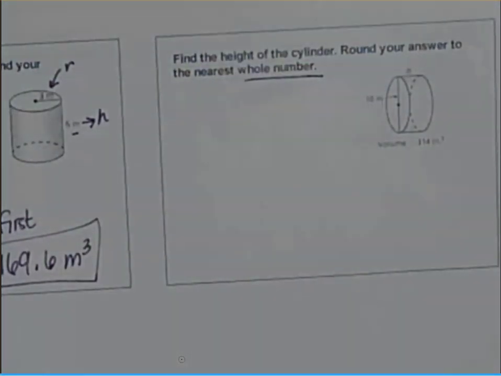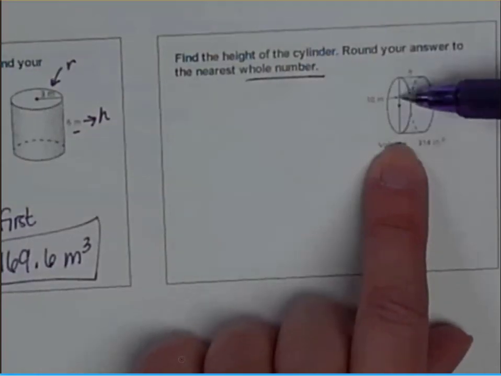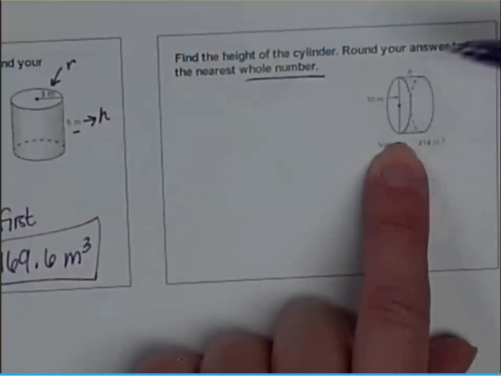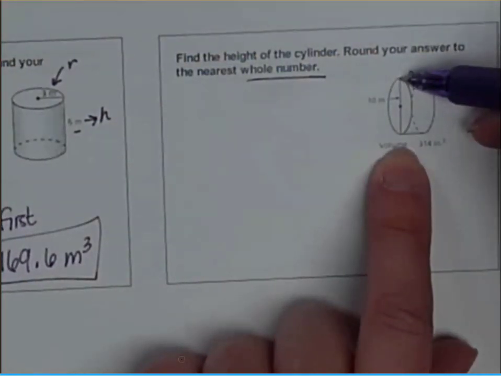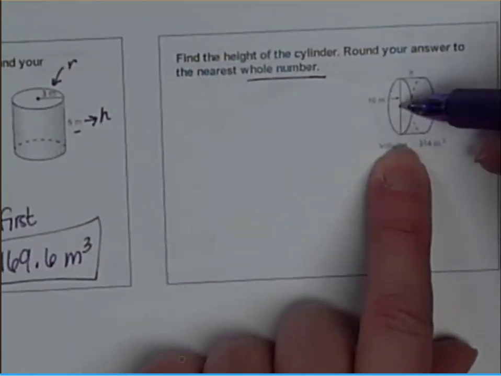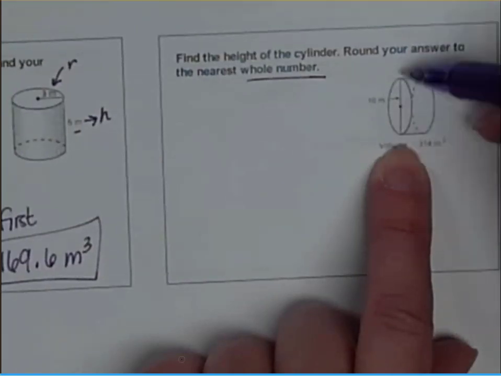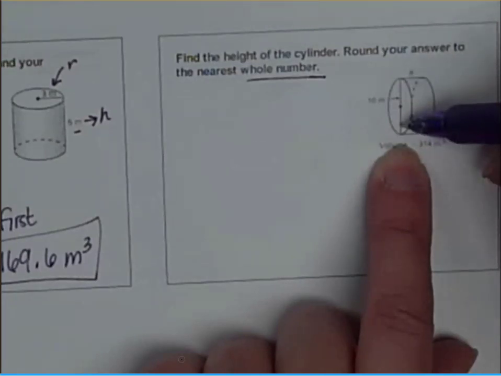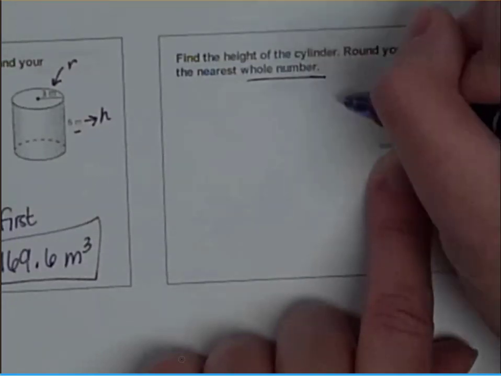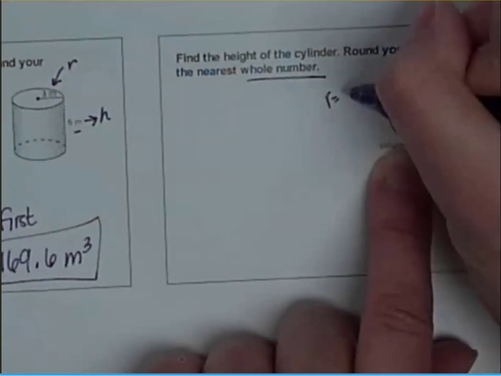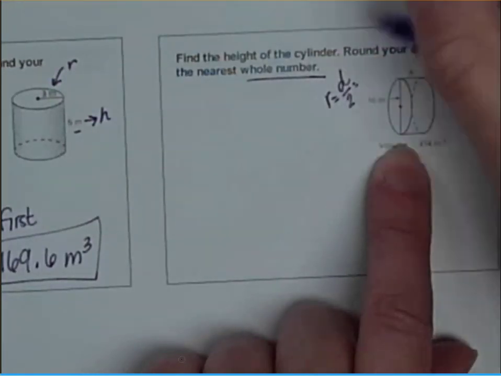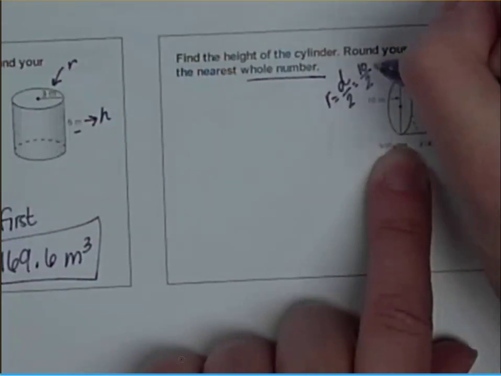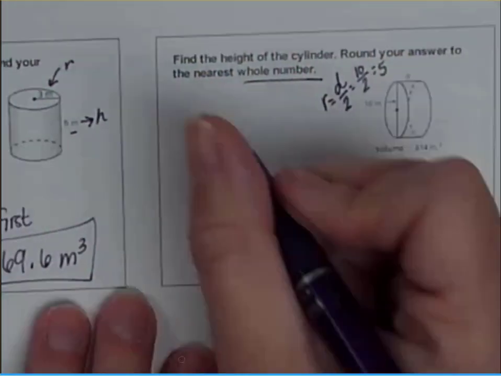Now, I get this question a lot. Is this pointing to the radius or the diameter? If the line goes from one side to the other through the center, that is the diameter. So this 10 is pointing to the diameter. However, we need a radius. Now, if you remember, radius is the diameter divided by 2. So we have 10 divided by 2, which is 5.